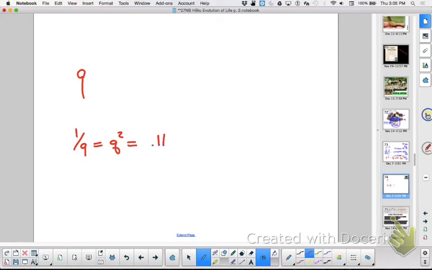Okay, how are we going to solve for Q? Square root. Okay, do it. Don't square it, square root it. What's the square root of 0.11?